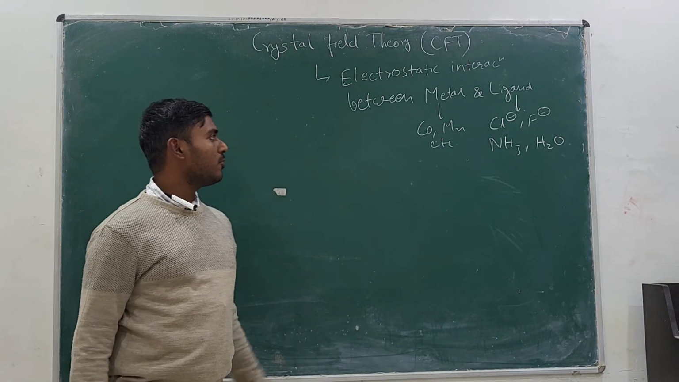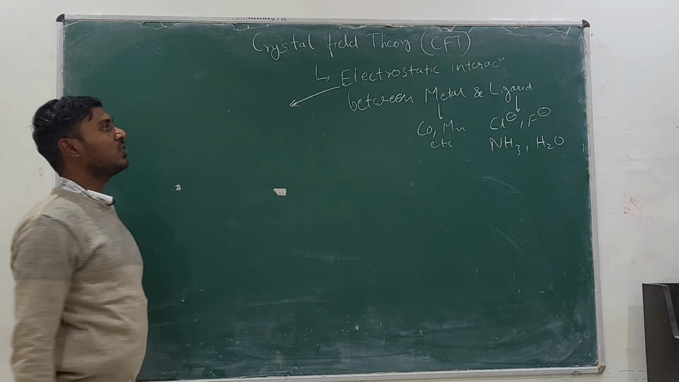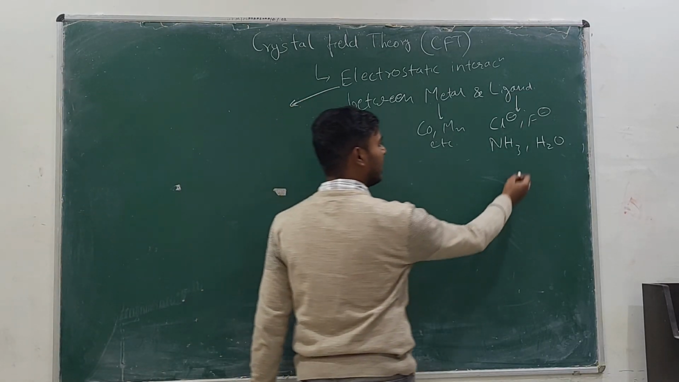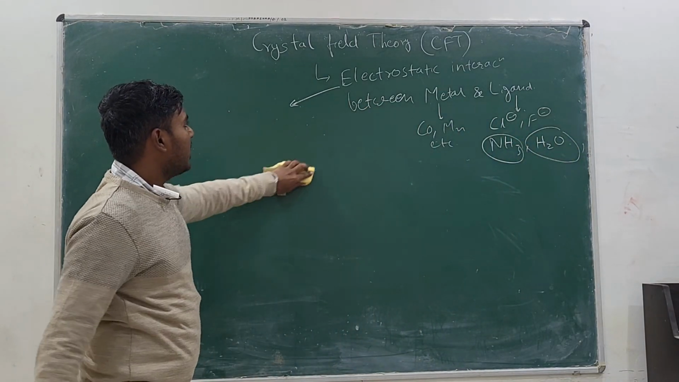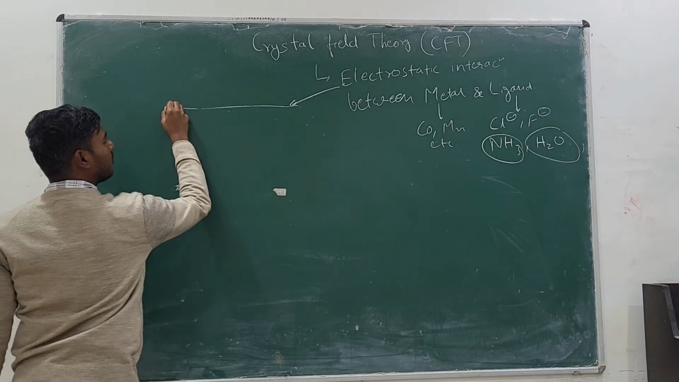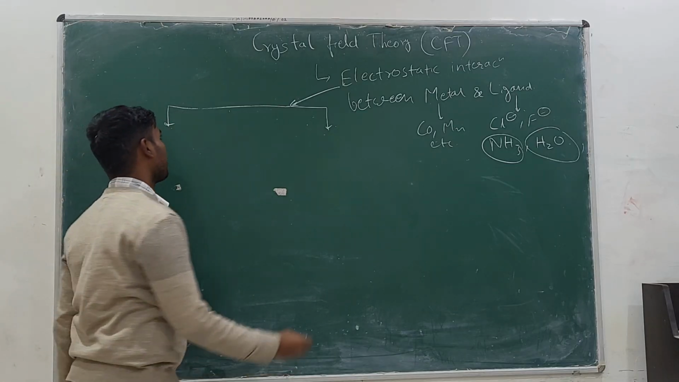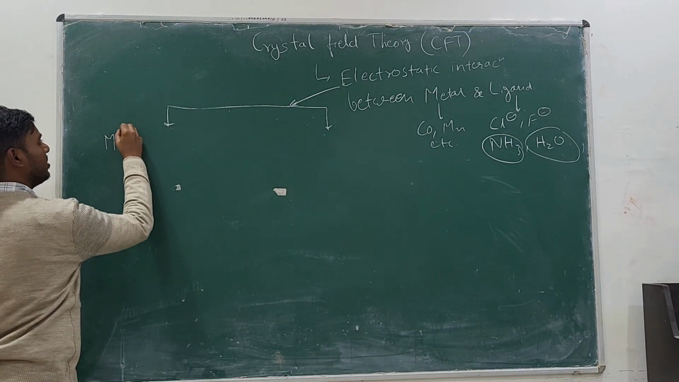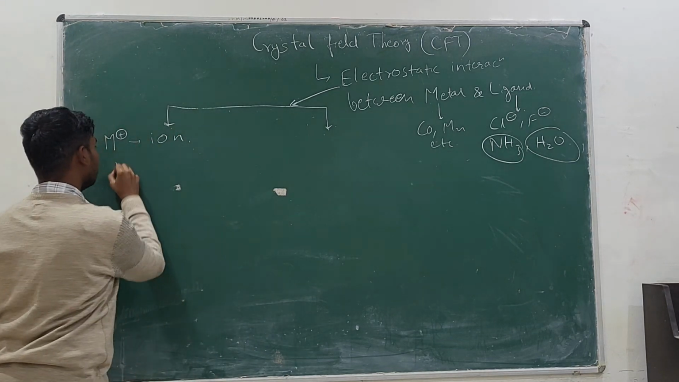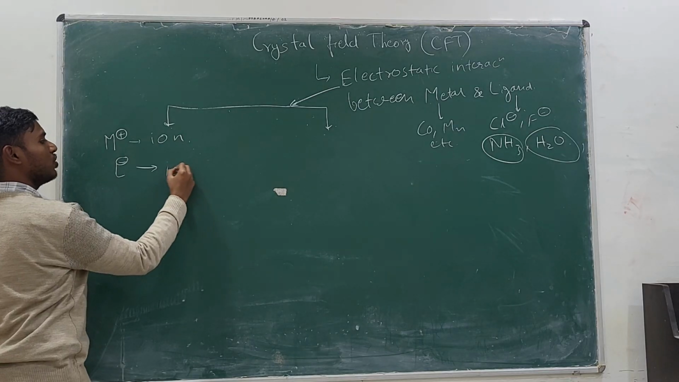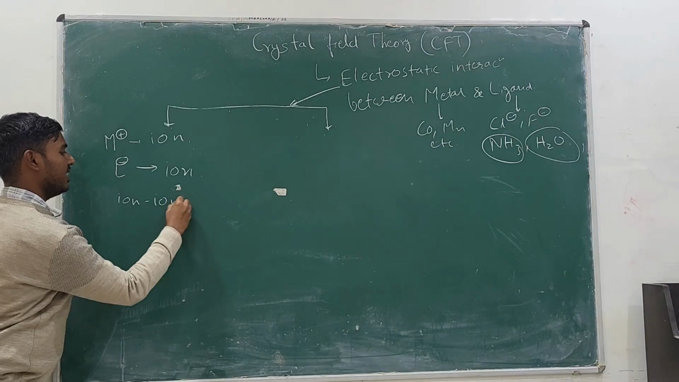So now you must have been wondering that I mentioned here that CFT explains complex formation on the basis of electrostatic interactions, but here the ligands are neutral. So in our electrostatic interactions, there are two types of interactions taken into account by the crystal field theory. When our metal is charged, so it is in an ionic form, and when our ligand is also charged, it is also an ion. So in this case there is ion-ion interaction.